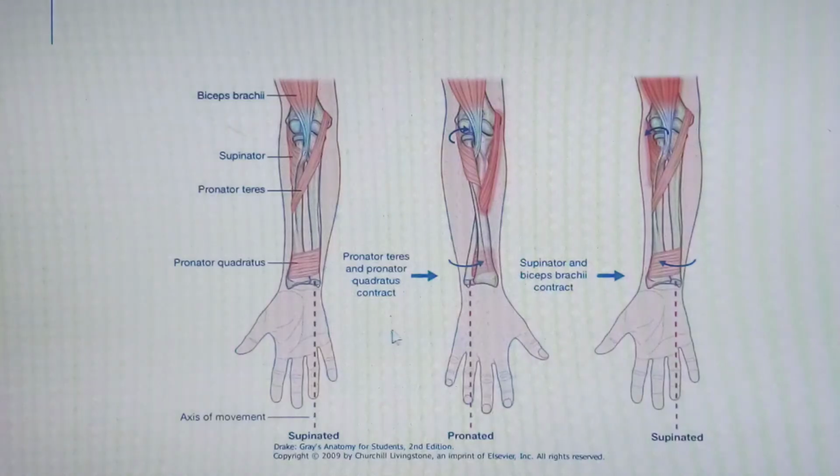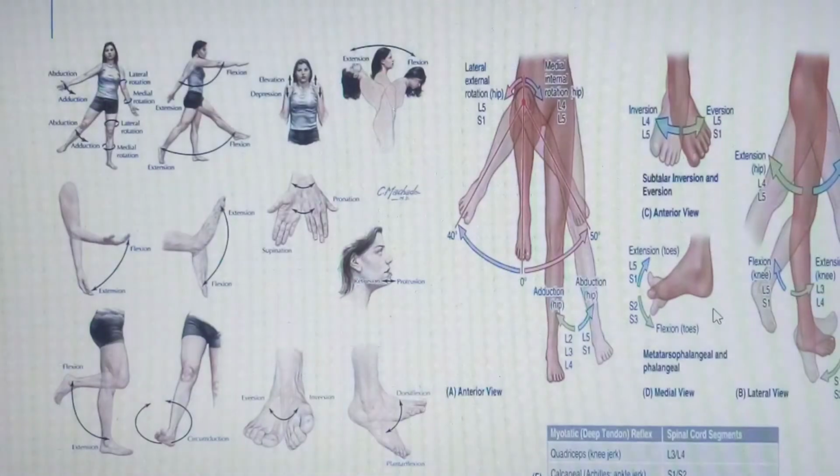Now the opposite of supination, where the radius actually rotates and lies over the ulna, is known as pronation. In pronation, apart from using the pronator teres, the pronator quadratus also takes part. So these are some movements.